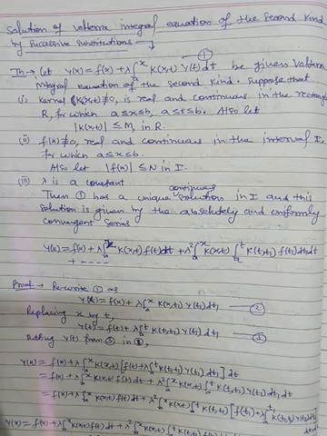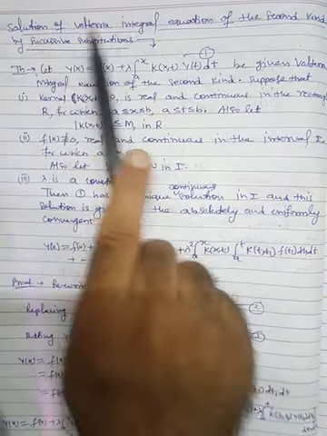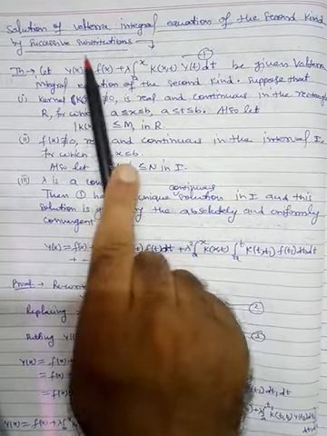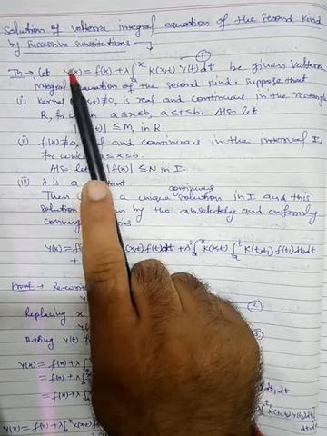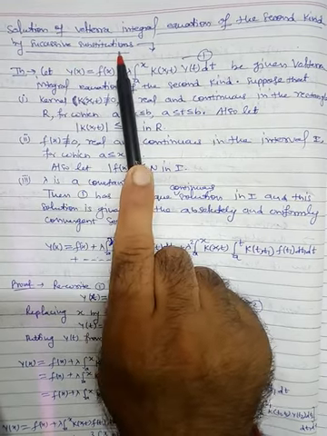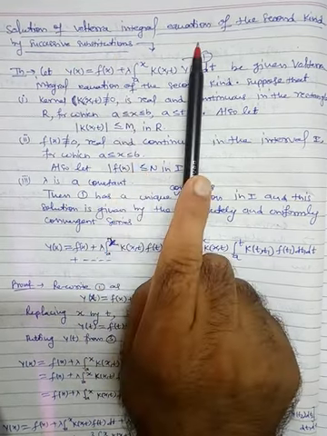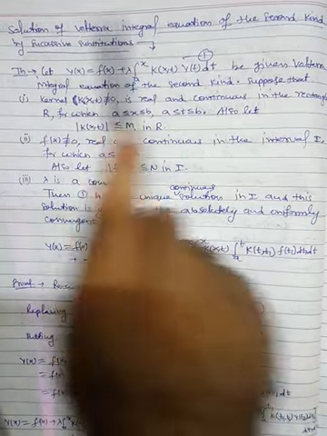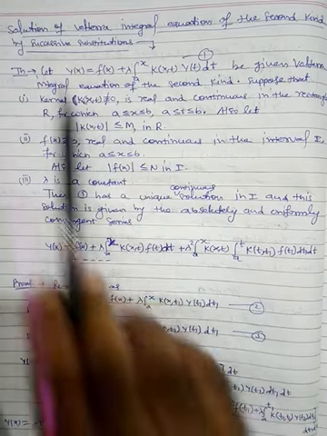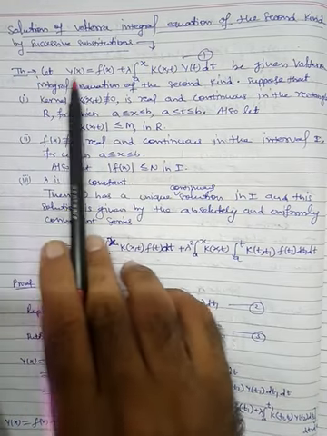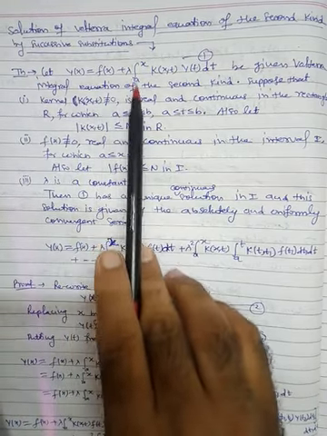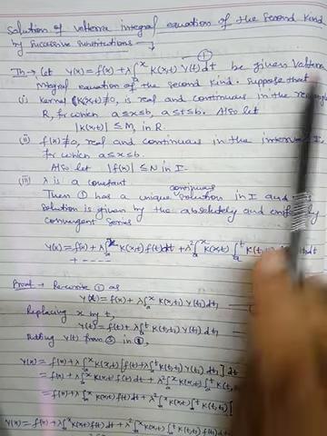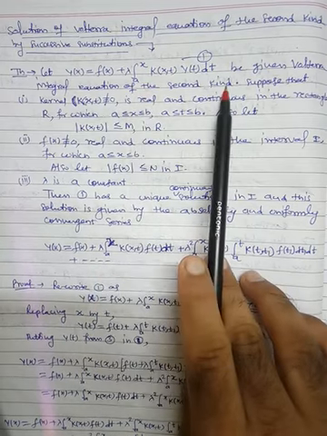Students, in this video I am going to discuss the solution of Volterra integral equation of the second kind by using the successive substitution method. In the previous video we used successive substitution to solve Fredholm integral equation. Here we are using successive substitution to solve Volterra integral equation. Fine. So the theorem is: let y(x) = f(x) + λ ∫ from a to x K(x,t) y(t) dt be a given Volterra integral equation of the second kind.